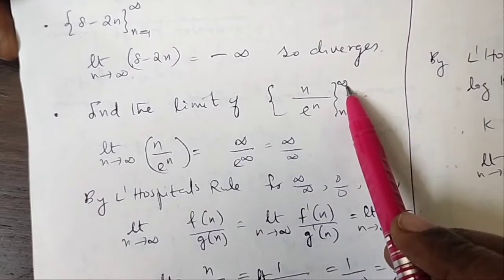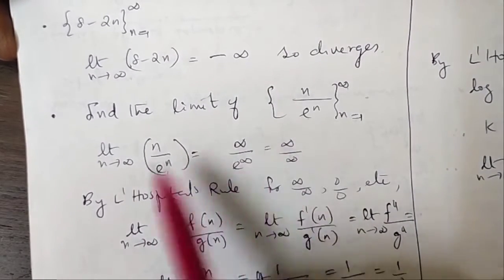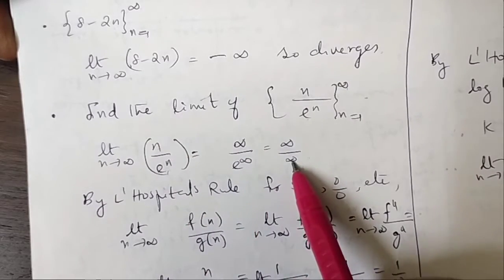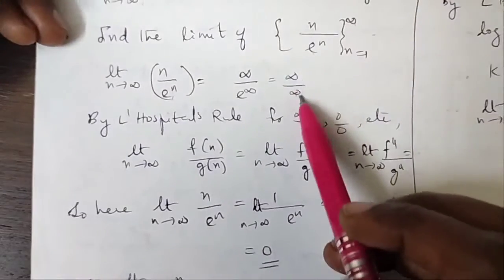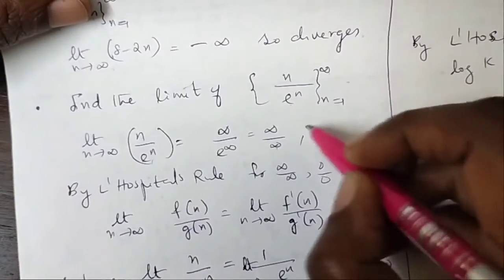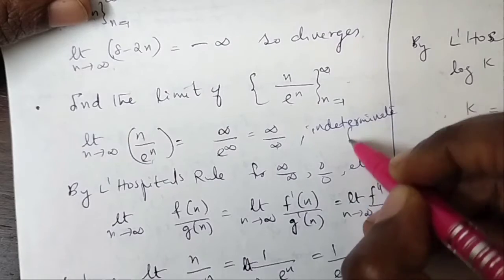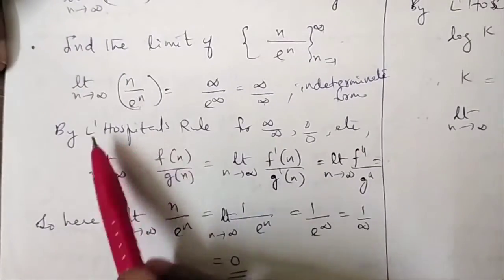to infinity. So here, n by e raised to n, what is the limit value as n tends to infinity? It is infinity by e raised to infinity, which is infinity by infinity. So in this case, this limit is called an indeterminate form. In the case of an indeterminate form, we can apply L'Hospital's rule.